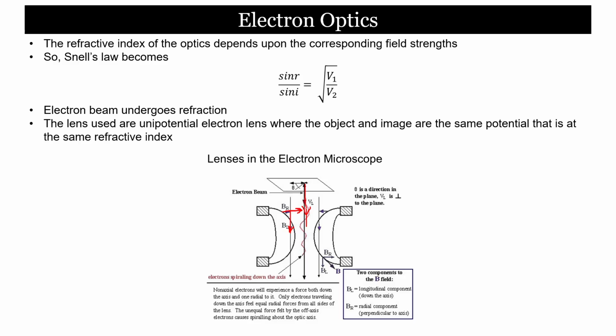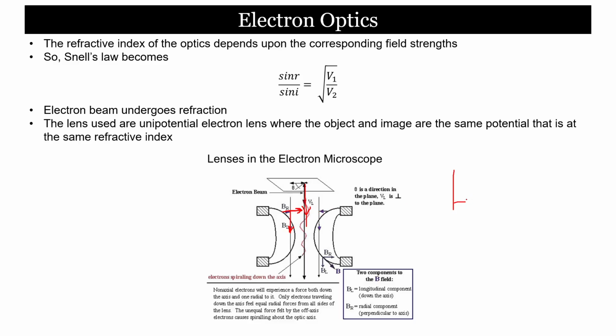Then when the electron is coming down, this radial part will contribute to the movement of the electron. So by the contribution of the longitudinal velocity of the electron and B_R, the radial component, which is perpendicular to the optic axis, the combination of these two will result. If the electron was coming like this, then due to this radial component, it will move slightly away from the optic axis, and from the other direction the same thing happens.